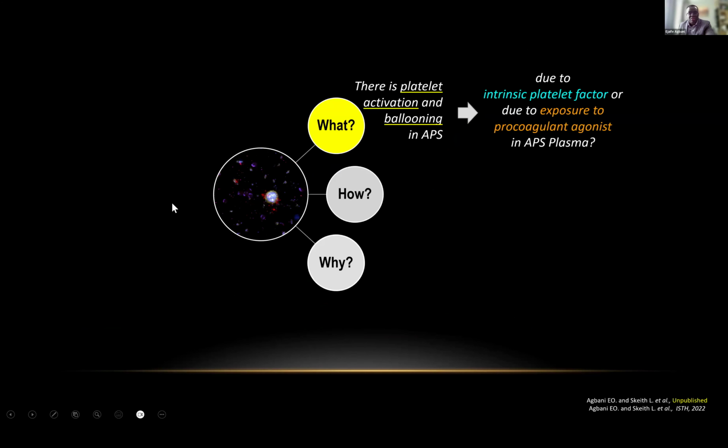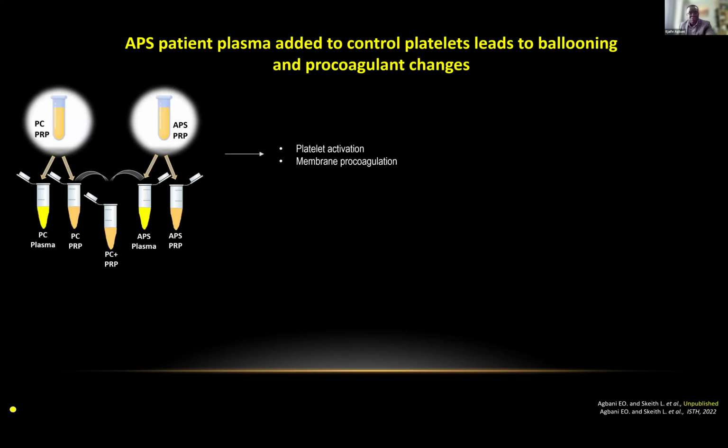Now, so we know now that there is platelet activation and membrane ballooning. But could this be due to some intrinsic factor of the platelets or due to some procoagulant agonist that is within the plasma of the APS patient? Well, to address that, we did some mixing experiments.